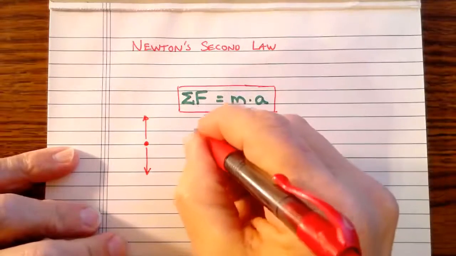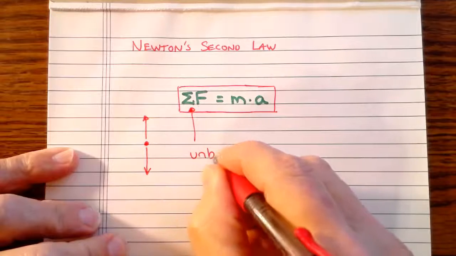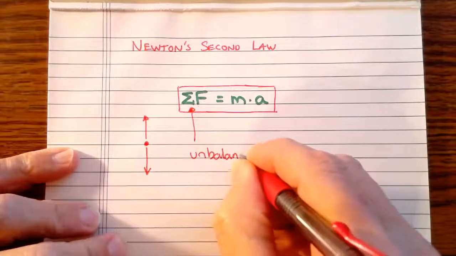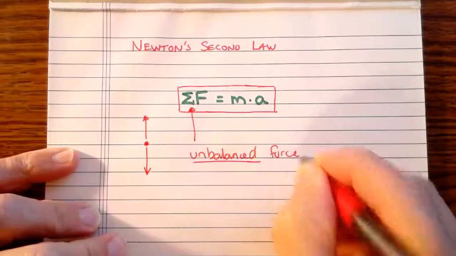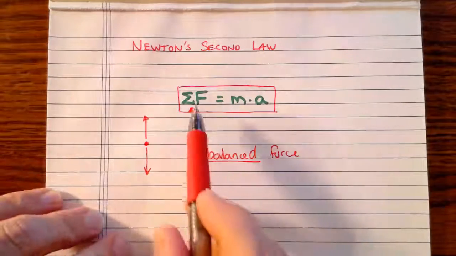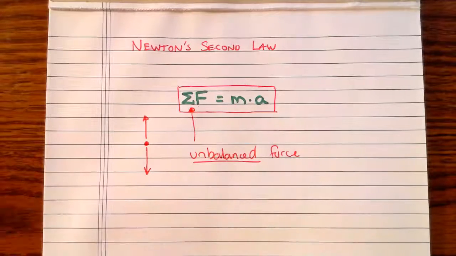So this thing right here is our way of saying unbalanced forces cause masses to accelerate. So if you can find the unbalanced force, that will equal the mass times the acceleration. Okay? So let me solve the first homework problem with you, and then you'll kind of get the idea of how it goes, and then you can solve the rest on your own.